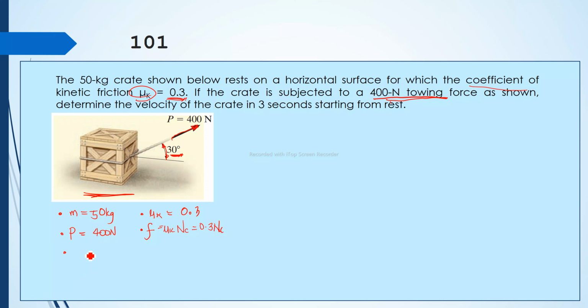Okay, so what else is given? Yes, starting from rest. So it means that at time equal to 0, our velocity is also 0, because it starts from rest. And then after 3 seconds, we're going to find the velocity at 3 seconds. So how are we going to solve this one? The first thing that you're going to do with this type of problem is construct a free body diagram, FBD.